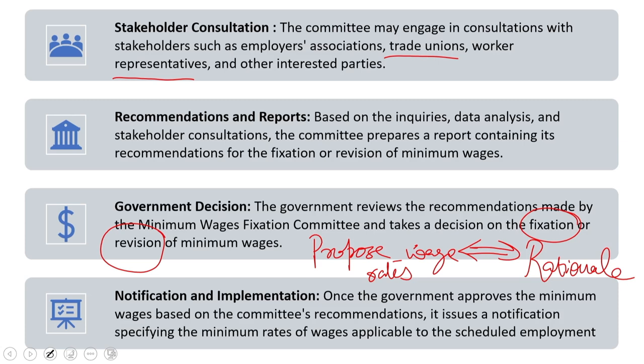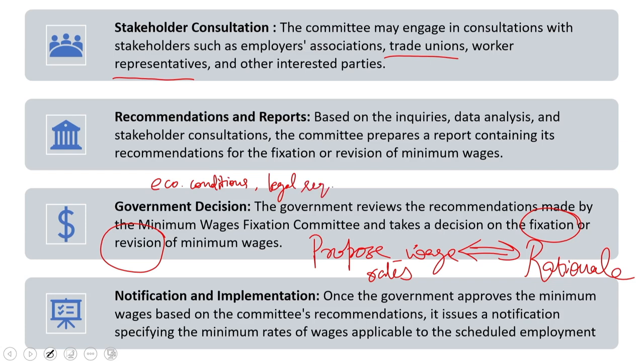Now the most important aspect: the government decision. When you look into the government decision, the government reviews the recommendations made by the minimum wages fixation committee and takes a decision on the fixation or revision. Please note again, we are using both terminologies, fixation or revision of these minimum wages. So basically the government considers the committee's report along with other relevant factors. It could be factors like economic conditions. It could be factors like legal requirements.